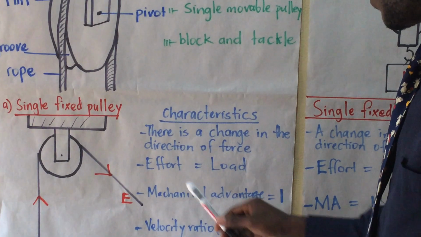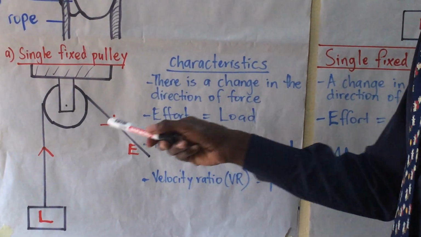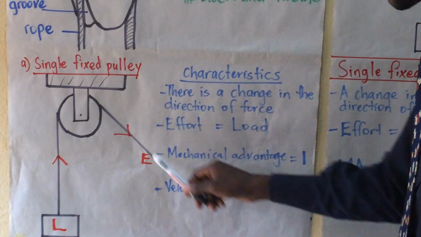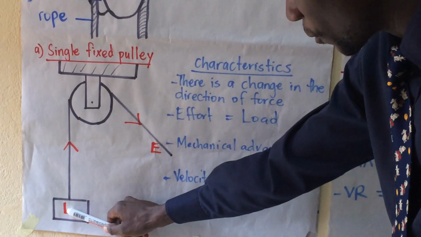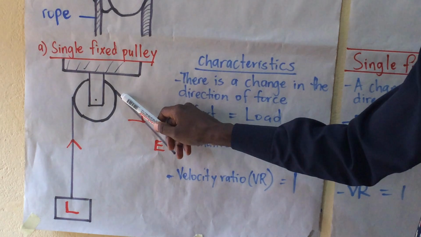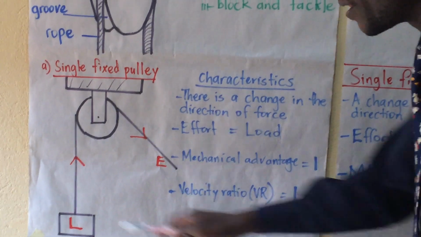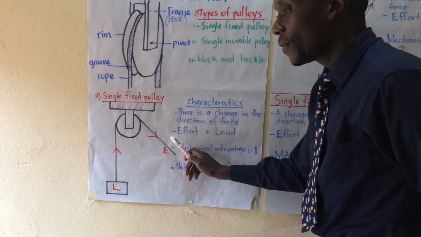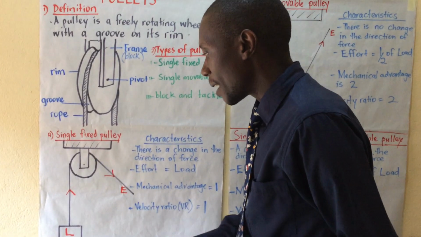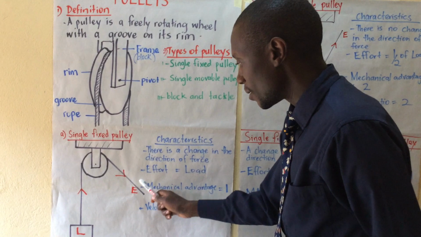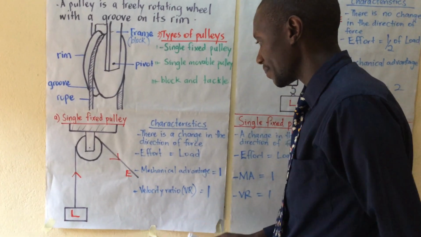Then two, the effort applied is equal to the load. The effort you are using to pull is equal to the load. If the load is 100 kilograms, then you must be using 100 kilogram force to pull the 100 kilograms. Therefore, a disadvantage is that it does not reduce the effort applied, because load is equal to effort, or effort is equal to load.